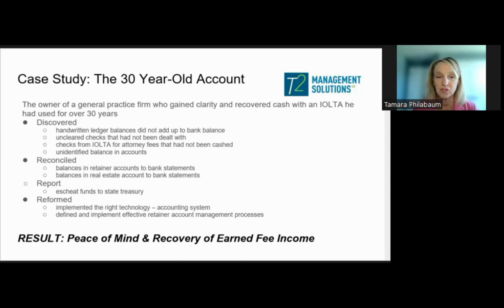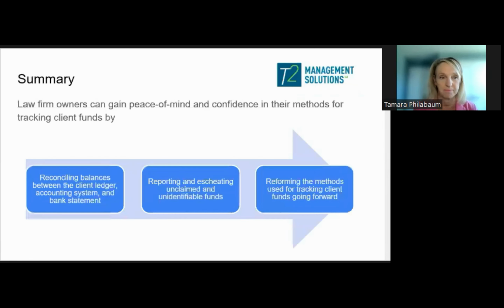Then we reported and escheated the funds to the state treasury, and we reformed the processes by using the right technology in his accounting system, and then we defined and implemented an effective retainer account management process for him to use going forward. That resulted in peace of mind for the owner and also a recovery of some earned fee income that had never been processed correctly in the firm.